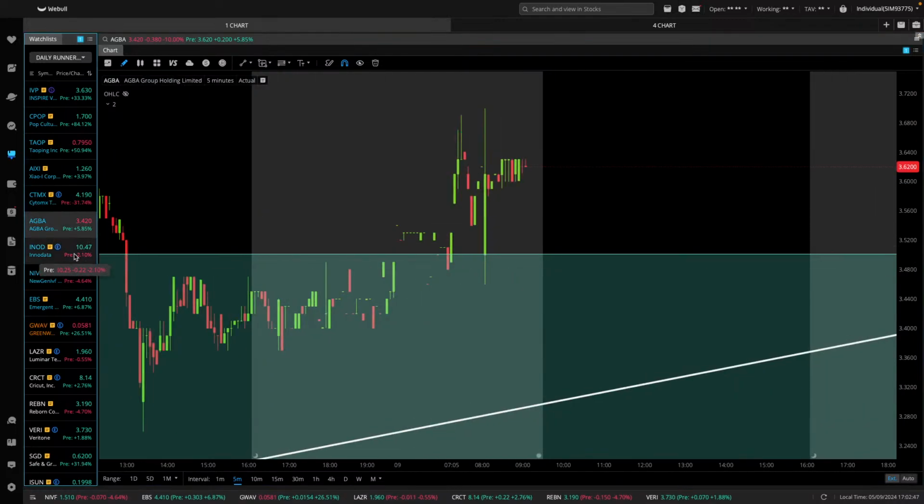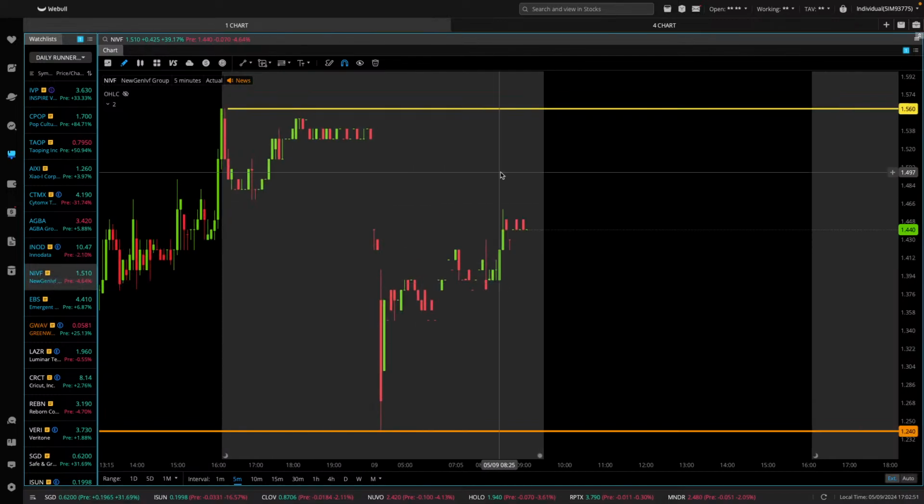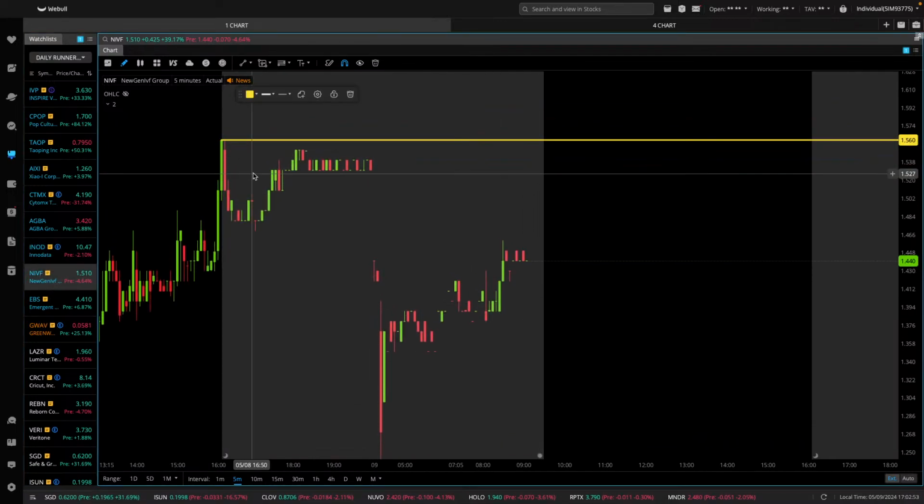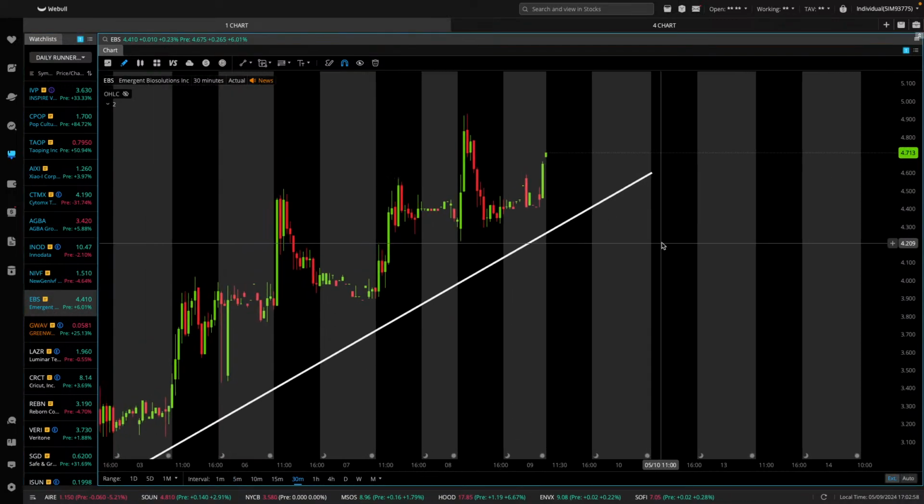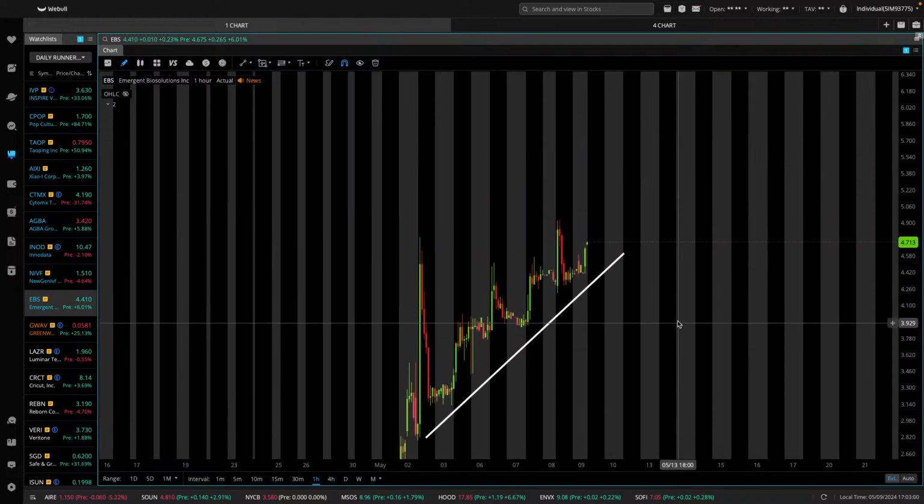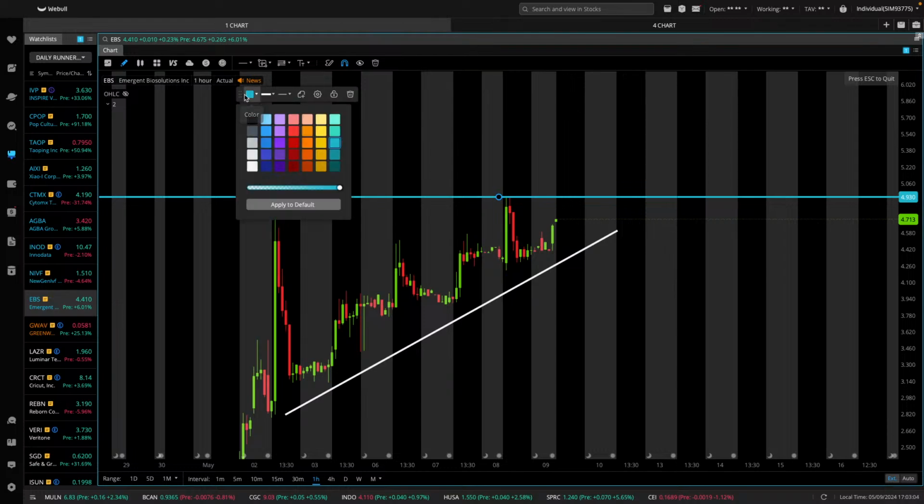AGBA is just a regular play. I really like INOD, good play to watch. NIVF, nothing unless 140, 156. EBS is moving. Maybe EBS would be nice for entries. I think this is looking very, very solid, EBS. So these are going to be your levels on EBS here.